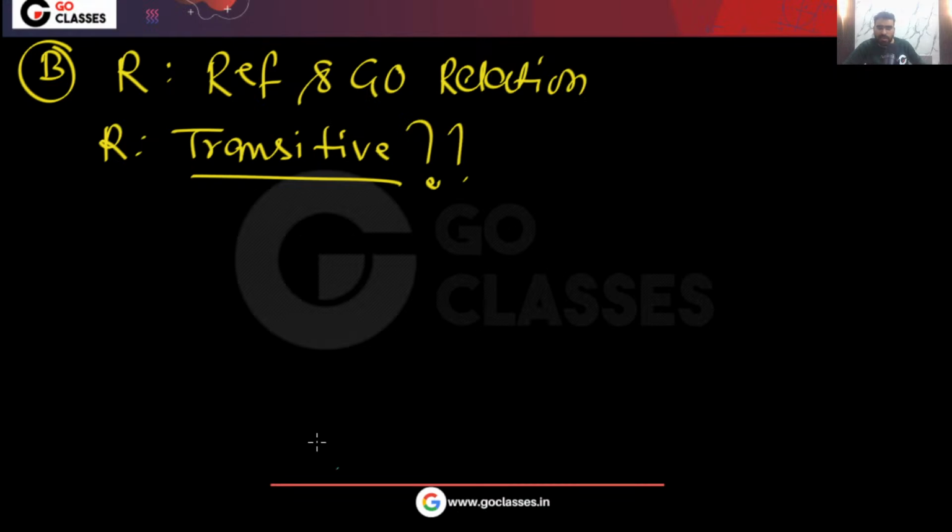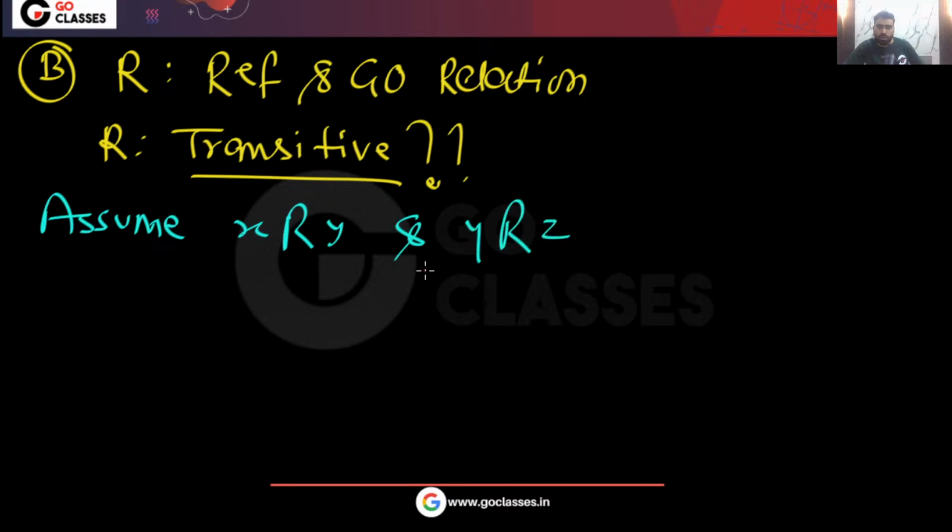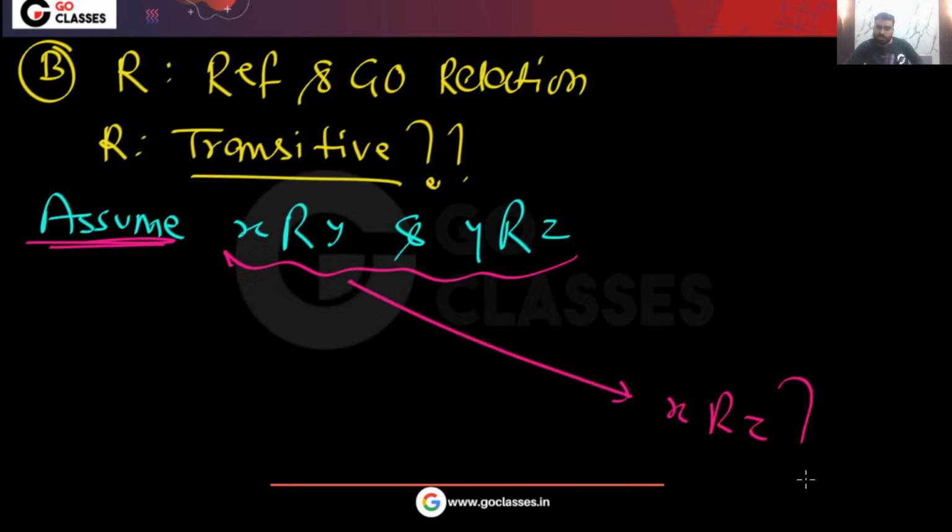You will assume that X is related to Y and Y is related to Z. Yes or no? This is what you are going to assume. Now, can you prove that X will be related to Z? This is the question. Assume X is related to Y, Y related to Z. Now, can we prove that X will be related to Z? This is what we need to do for transitivity.